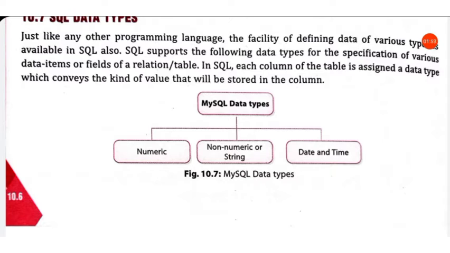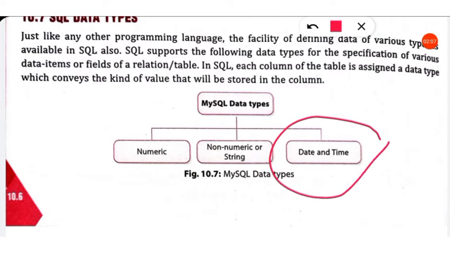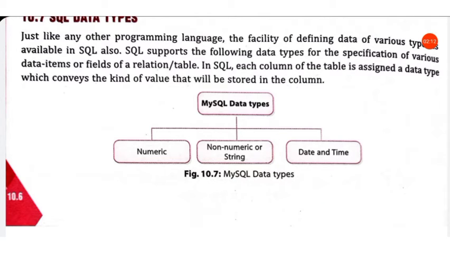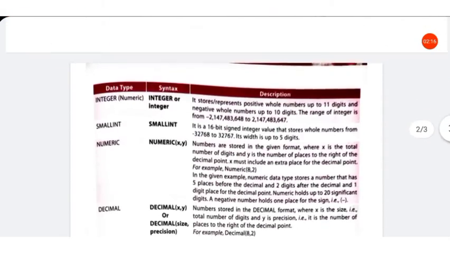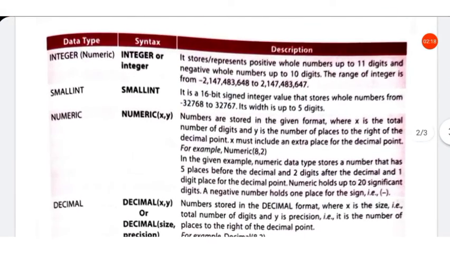In MySQL, the data types are classified into three types. They are numeric data types, then non-numeric or string data type, then date and time data type. That is numeric, non-numeric or string, then date and time. Let us see in detail.